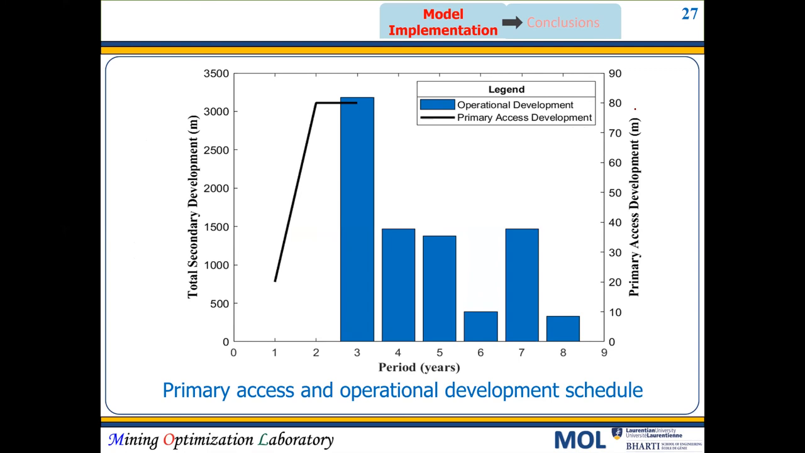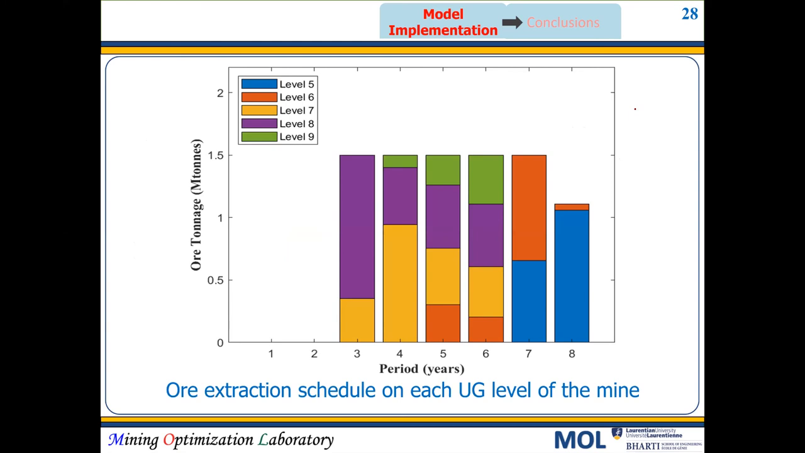And this is the extraction schedule for each level of the underground mining operation. So you could see the various levels here from level 5 to 9 and when each one was extracted in each of the periods. So in general, mining started from the lower levels and then proceeded to upper levels because of the configuration of the deposit.